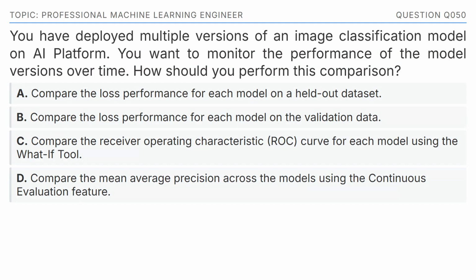You have deployed multiple versions of an image classification model on AI platform. You want to monitor the performance of the model versions over time. How should you perform this comparison?